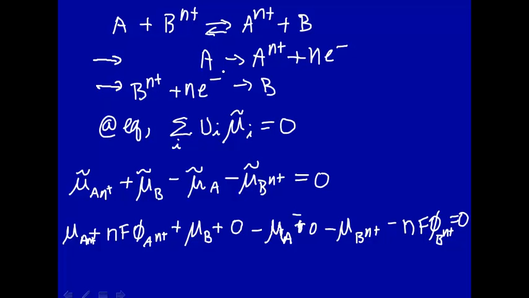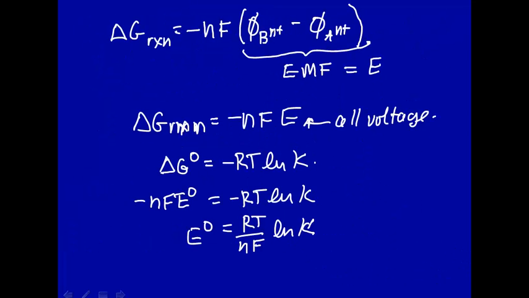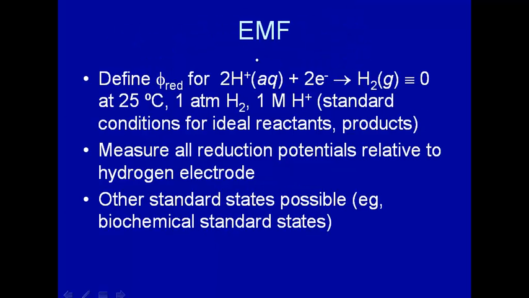So what you need in order to measure these half reaction cell voltages, so that we can use this here, is a standard state. To make an electrochemical cell, you need both the reduction and oxidation for it to work. So what you do is you define for this half reaction, putting 2 electrons on H plus to make H2 gas, you define that to be equal to 0 when the reaction is done at 25 degrees, 1 atmosphere H2, and 1 molar H plus.